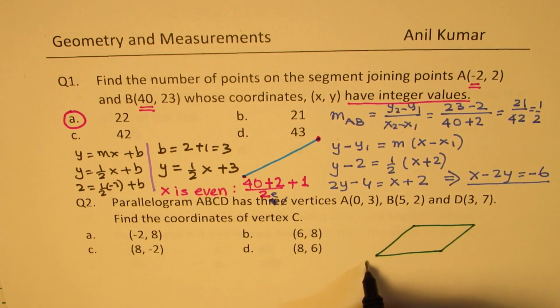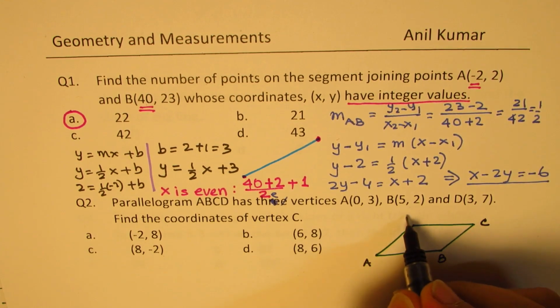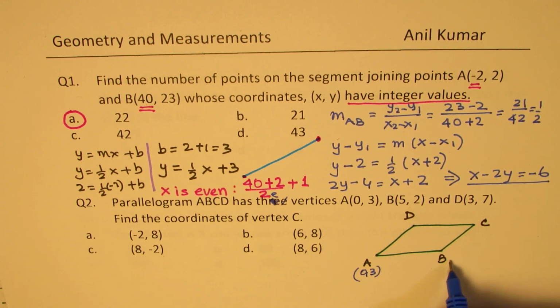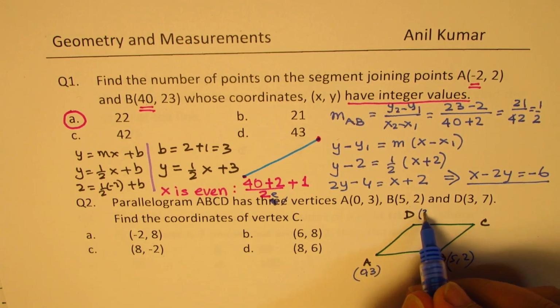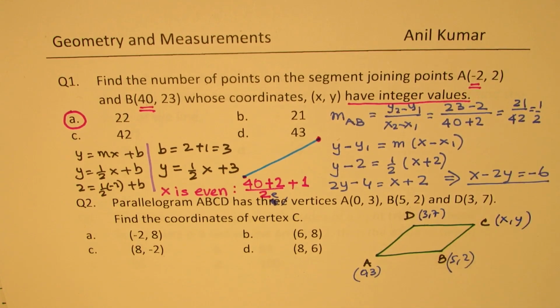Whenever we are given A, B, C, D, we have to put them in a particular order. Either write them clockwise or counterclockwise. So let's put them in this way. So A is 0, 3 for us. B is 5, 2. C is not given to us. We need to find it. But D is 3, 7. Let's say C is x, y, which we need to find.